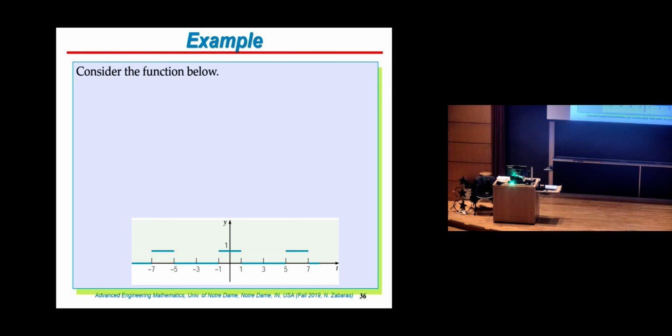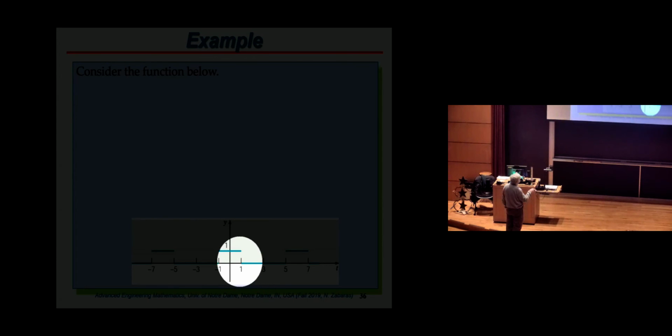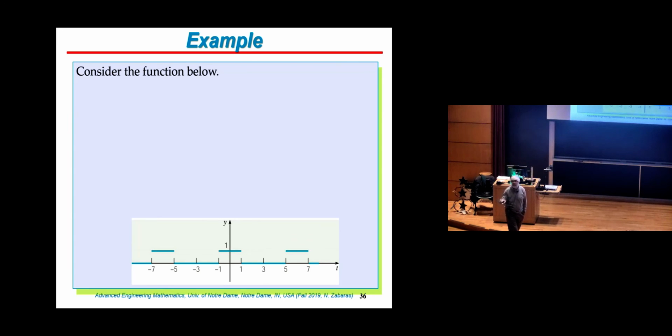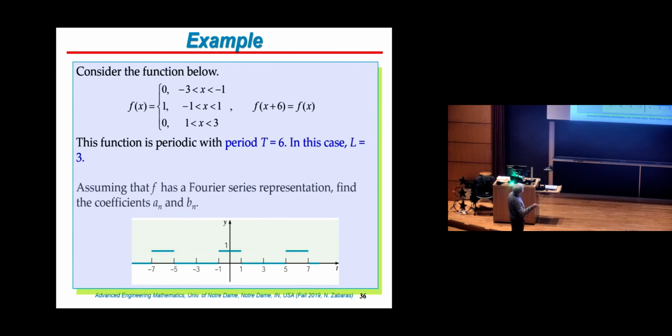Let's take this nice function. Can you tell me what's the period of this function? Without looking at the notes, can you tell me what's the period of this function? And what is L? So what's the period of this function? 6. All right, so we have a period of 6, L equal to 3, so we have to compute the coefficients AN and BN.